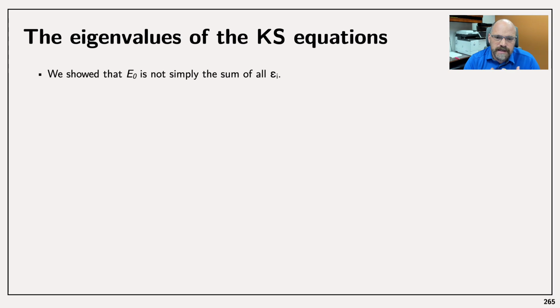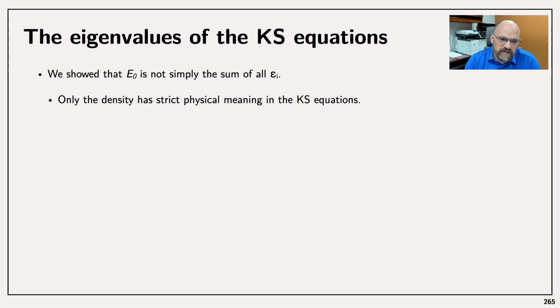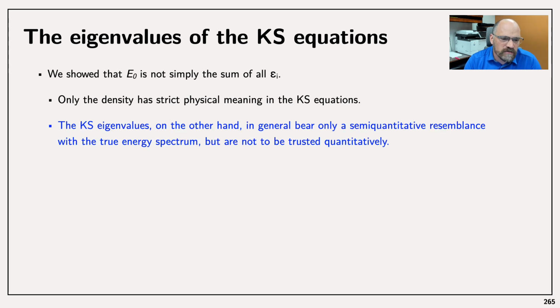As I said when I taught this course live, this screencast is probably maybe the most difficult of the whole thing, but I think it's very illuminating given the importance of band gaps in electronic structure calculations. So I'm going to try to tell you a little bit. I could just give you the answer, but I'm going to expand on that. So we know only the density has a strict physical meaning in Kohn-Sham, and the Kohn-Sham eigenvalues bear a semi-quantitative resemblance with the true energy spectrum.